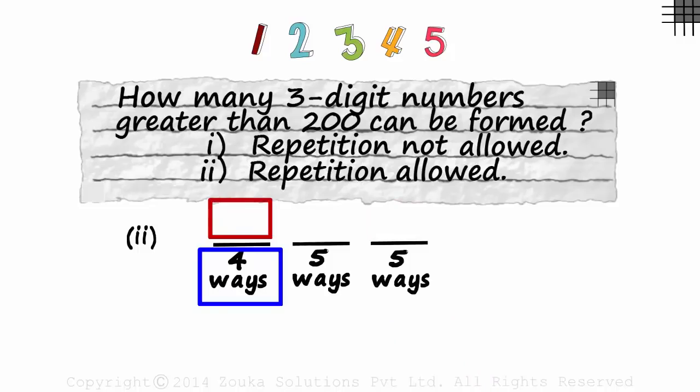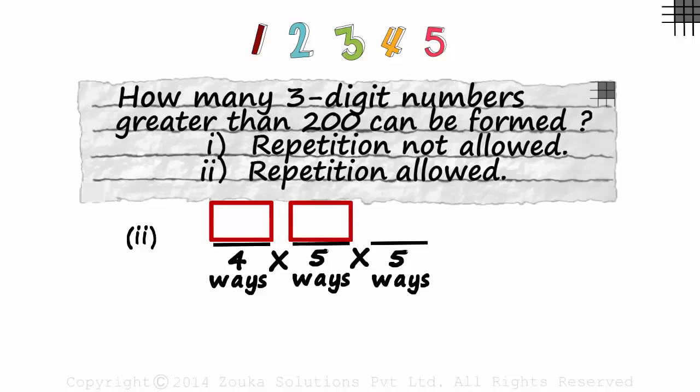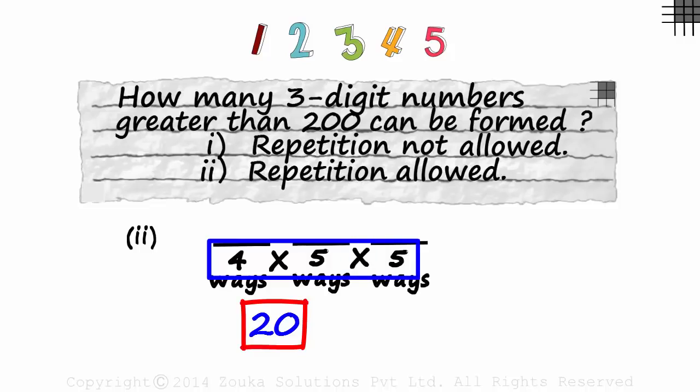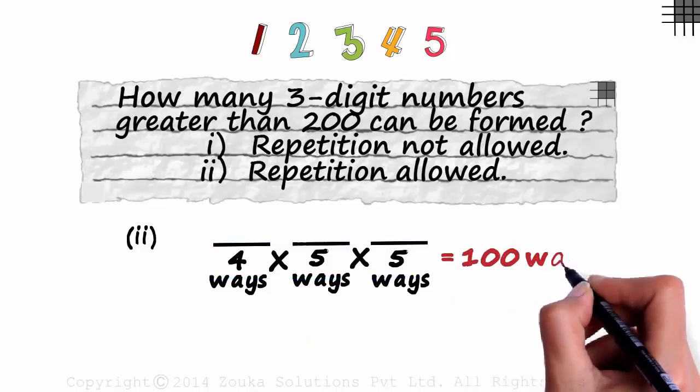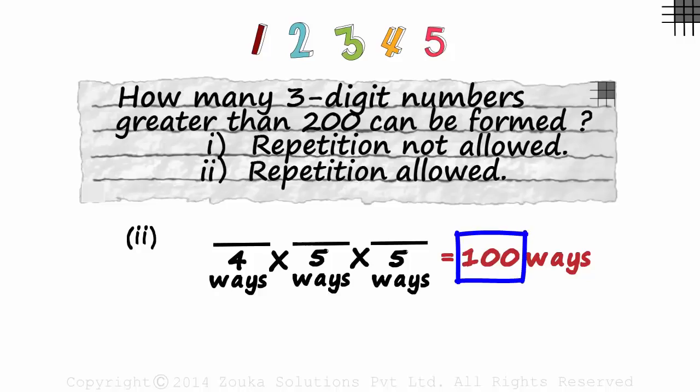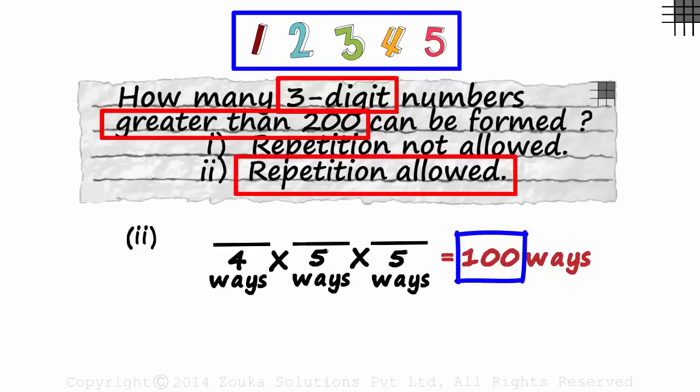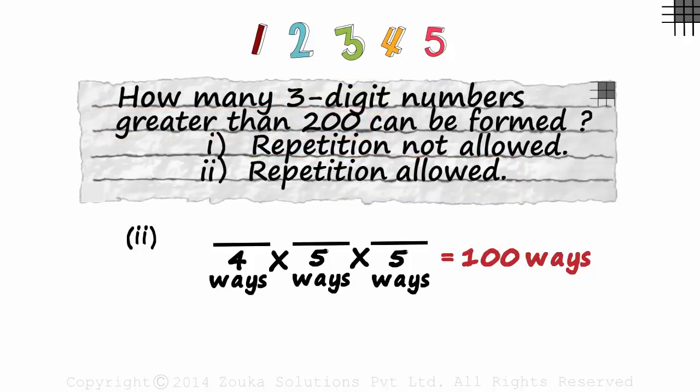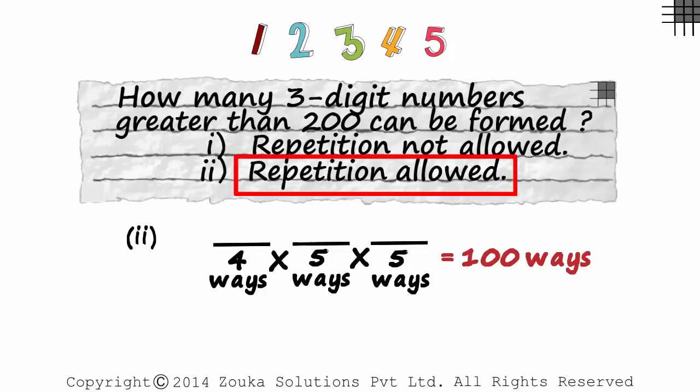Why 4 ways for the first slot? Because we cannot fill it with a 1. The number has to be greater than 200. We multiply these numbers as we are filling the first and the second and the third slot. 4 times 5 is 20 and 20 times 5 is 100. 100 ways is the answer. We can form 100 three-digit numbers greater than 200 using these 5 digits when repetition is allowed. Do we have to start with the condition when repetition is allowed? Nope. When repetition is allowed, we can start off with any of the slots. We will get the same answer.